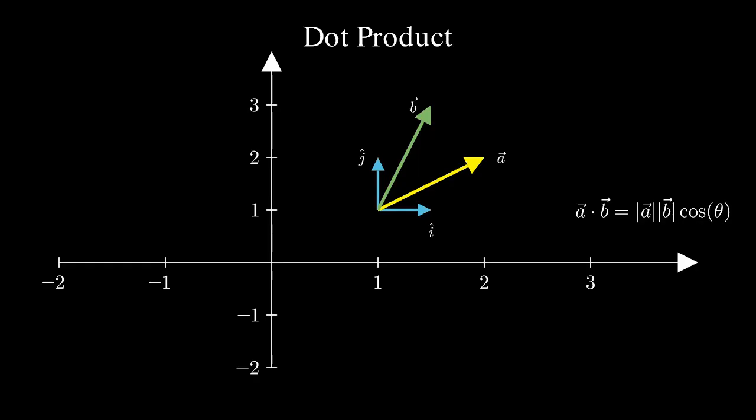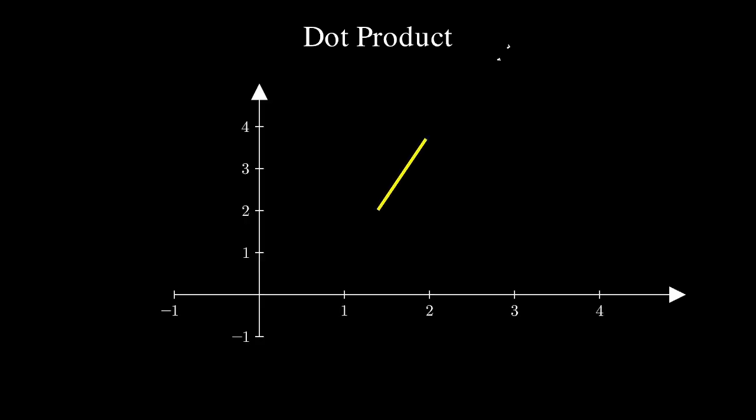We have two vectors plotted on it, vector A and vector B. If we see the formula for the dot product, it says that vector A dot vector B is equal to the magnitude of these two vectors multiplied by cos theta. Now theta is the angle between these two vectors. So let's understand the dot product with an example here.